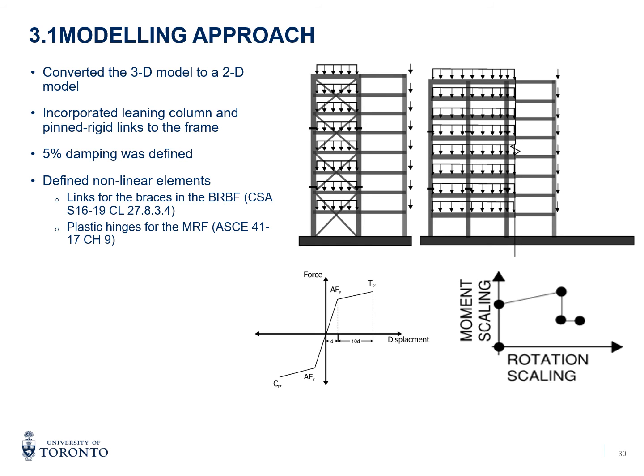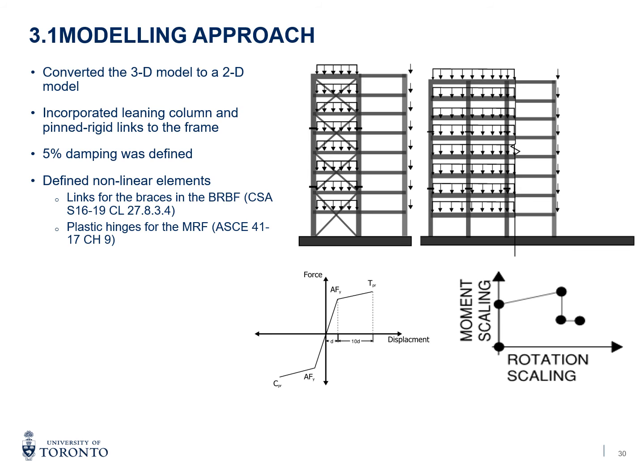The previously built 3D model was converted into a 2D model in each direction. To incorporate the gravity loads of the overall building, a leaning column was modeled and connected to each SFRS with pinned rigid links. The rigid links were considered to allow the entire structure to move together. To consider P-delta effects, gravity loads were applied to the leaning column at each level, depending on the tributary area with respect to the entire structure. A 5% damping factor was included in our model.